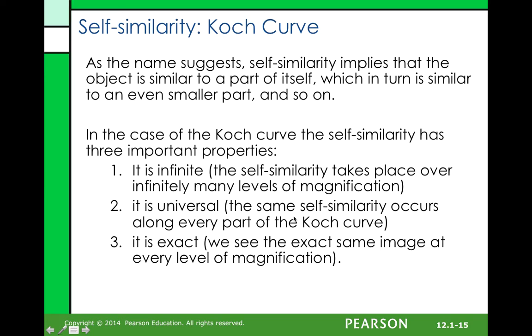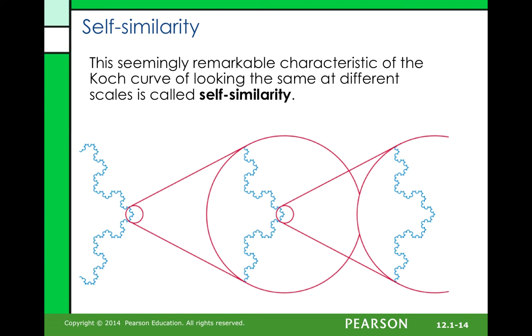It's universal. So the same self-similarity occurs along every part of the curve. It doesn't matter where you decide to zoom in. It's exact. We see the exact same image at every level of magnification. So if you think about it, that's kind of strange, isn't it? That you have this object that's kind of inside of itself all of the time.